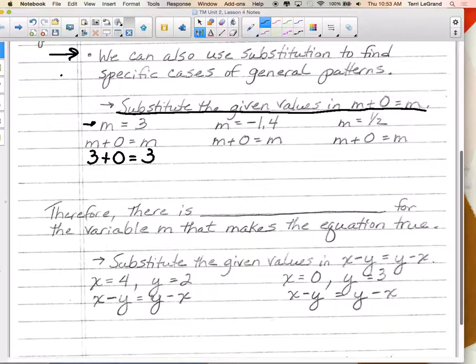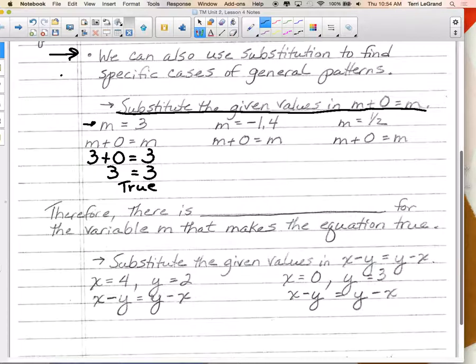What's 3 plus 0 on the left side? It's what? 3. Okay, and then of course there's nothing to do on the other side. It's already nothing to add or subtract or multiply or divide. So 3 equals 3. True or false? True. Okay, that's true. So the value m, when it's equal to 3, made that equation true. Is that the only one then?